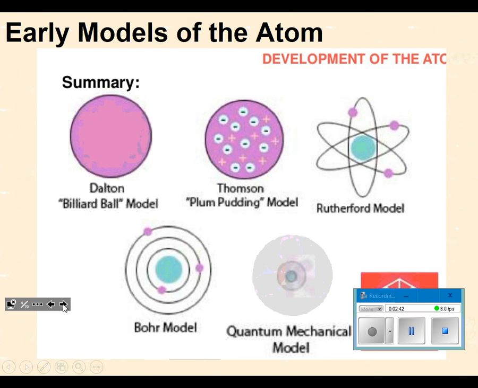And then the last one is the most modern, and it's the quantum mechanical model, and it was done by Heisenberg and Einstein and Born, not Bohr, but Born, but they actually came up with the fact that electrons didn't really travel in pathways, but more like in clouds.